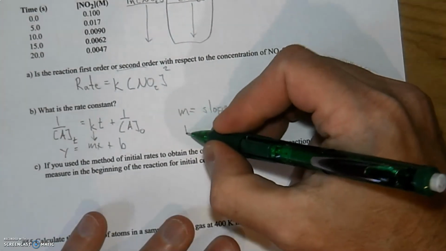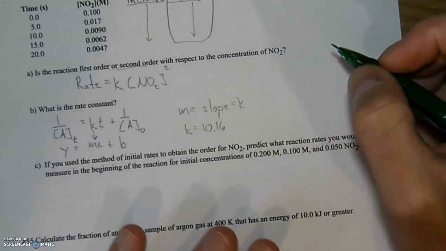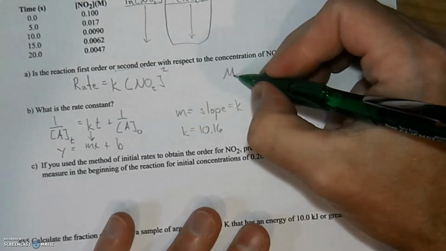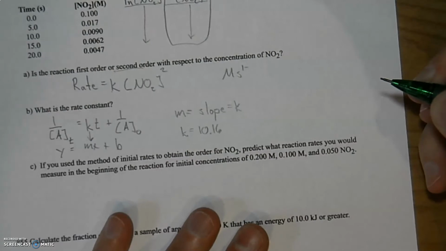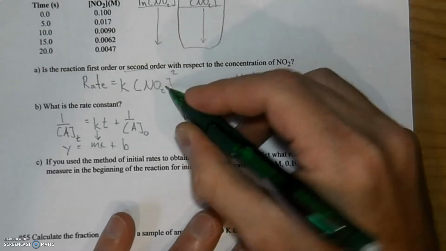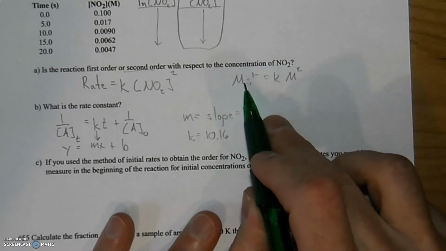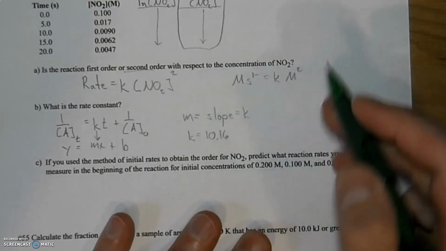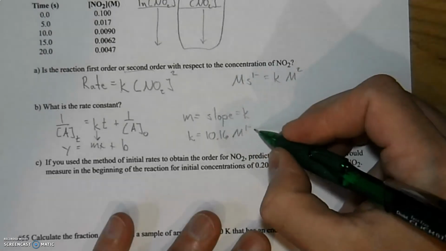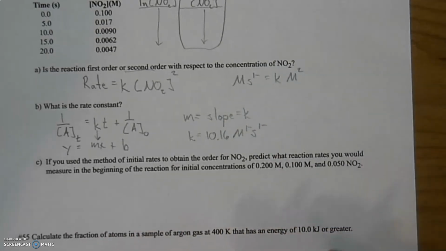So k is equal to 10.16. But I need some units on here. Remember, as far as putting that in here, rate every single time is molarity per second, and then k is what I'm trying to figure out. If this is concentration on the inside, and that's what I have, this has to make this true from here. So it looks like I'm going to be molarity to the minus 1, or per molarity, per second. So that's it. That is our answer for that particular problem.